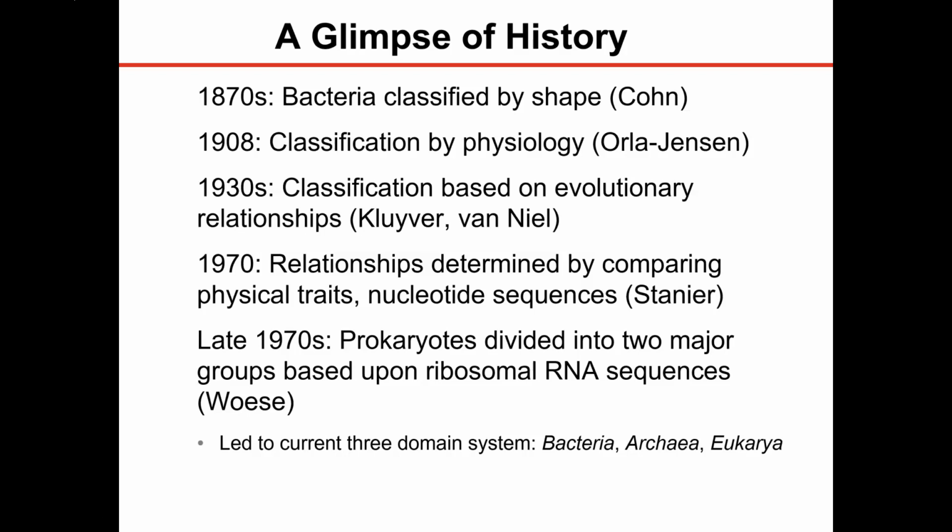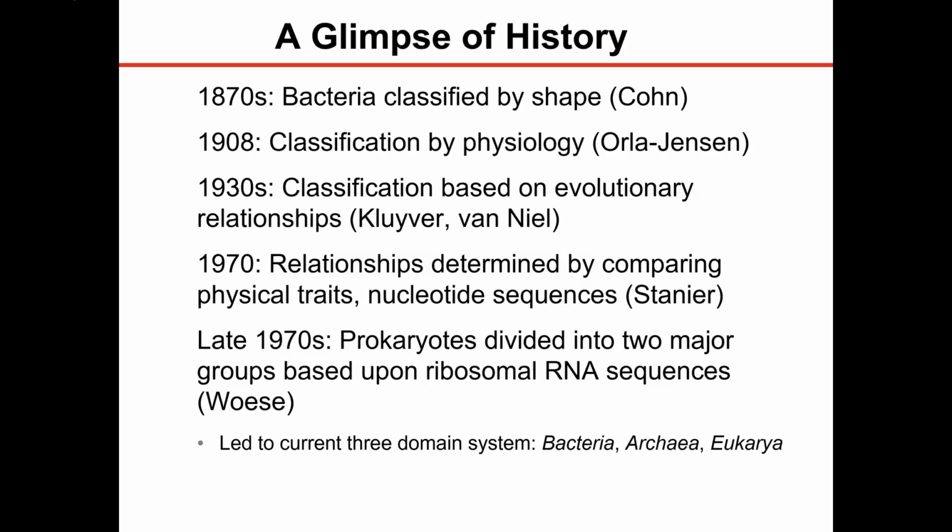Then in the 1930s, two different microbiologists, Albert Kluyver and C.B. Van Niel, started looking at evolutionary relationships. The problem with this was they were interchanging resemblance and relatedness. So two microbes might look alike or act alike, but they might not be genetically related.